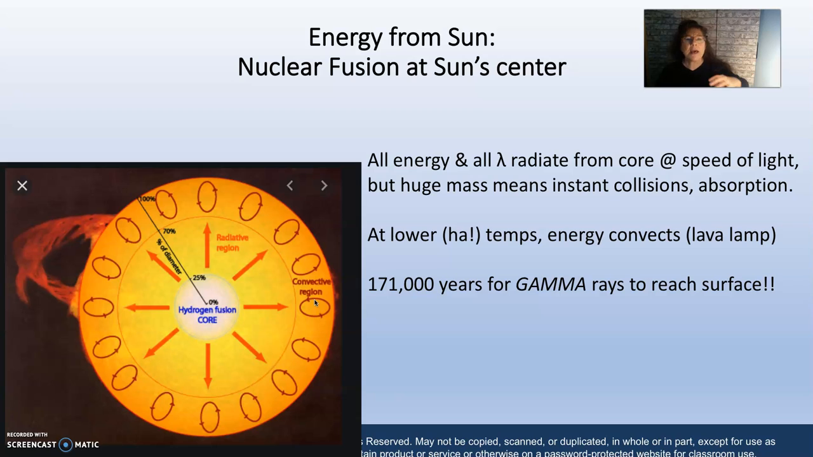That mass means that that photon in the core hits so much matter and gets absorbed so many times that it gets slowed down, and it takes 171,000 years to get to the surface. And that's a gamma ray. So you can imagine what radio waves take. Hundreds and hundreds of thousands of years. When we talk about the convective regions of the sun, that is a relatively lower temperature. And those convective regions move more slowly, much like lava lamps move more slowly, and lava lamps are convective energy as well.